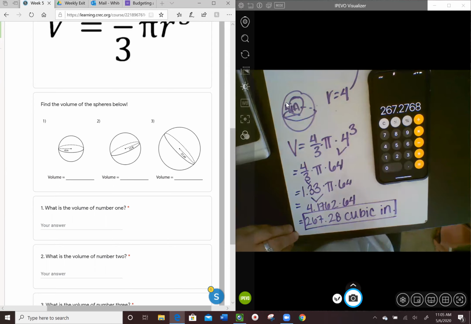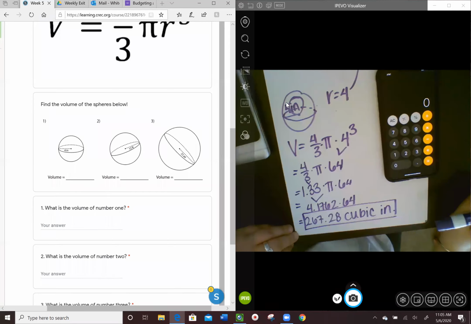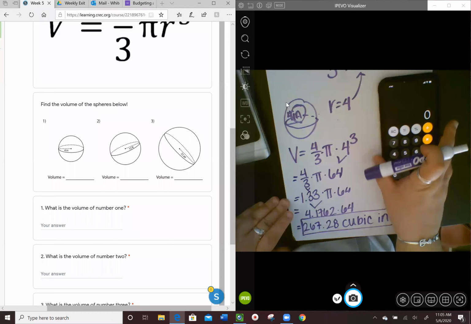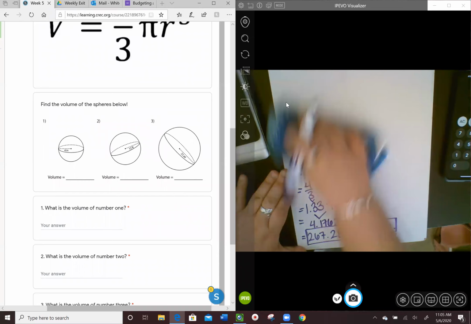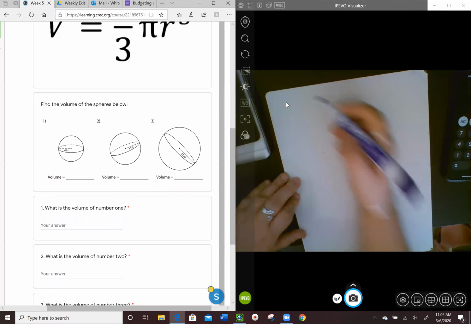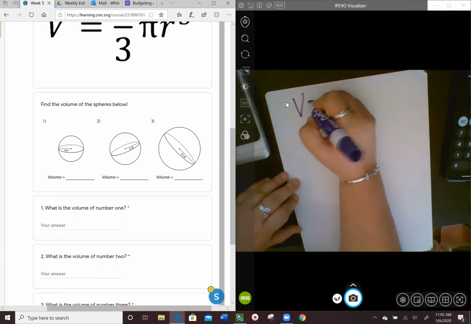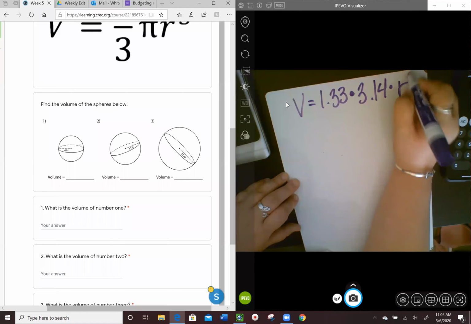Okay? Hey, Ms. Whitehill, I have a question for you. Yes, Mr. Pass. Can you start the formula as just V is equal to 1.33 times 3.14 times 64? Sure, that's fine too. Either one is fine. So let's do that for number 2. So if we get the approximations already, we got this right here. Either one is fine. They're both the same formula.